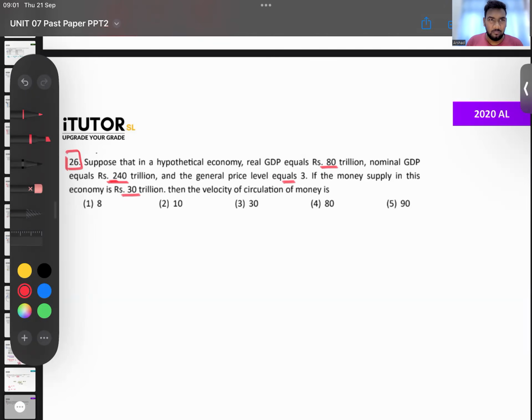Remember guys, I told you all, when they have given you percentages, you have to remember what we have to use here. We have to use MV equals PT. When they have given you percentages, you have to add. Have they given you percentages here? That it has increased by this much, that decreased by this much? No. Now you can multiply. Now you can do it the normal way.